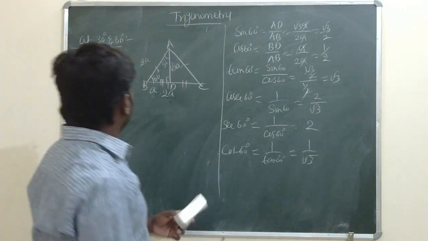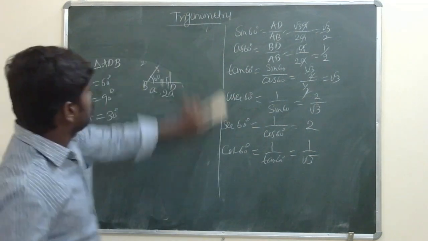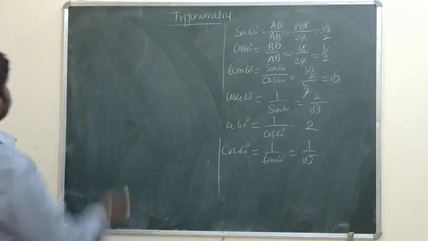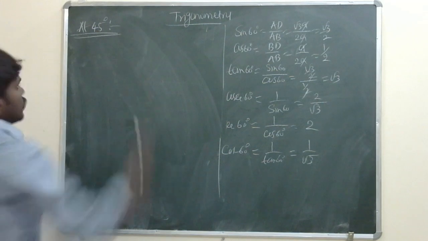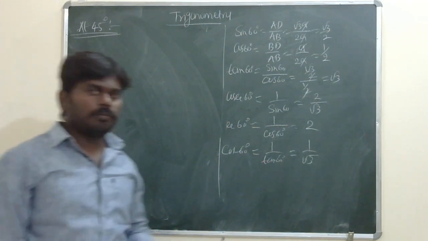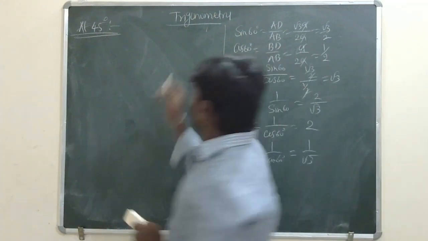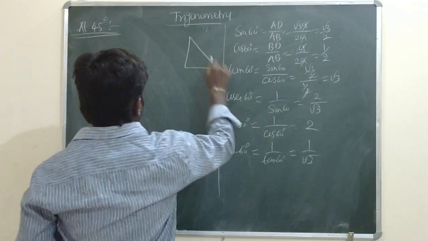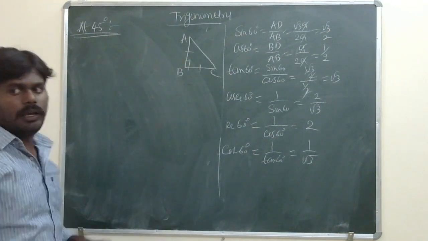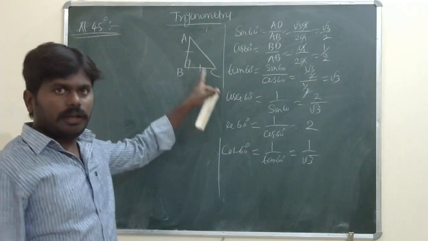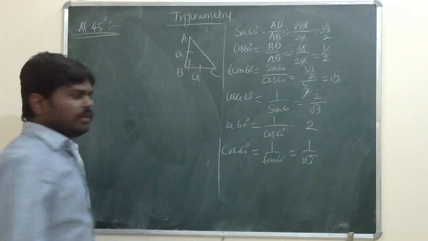So now we will see at 45. At 45 degrees, if you want to know the trigonometric ratio values, we need to take an isosceles triangle. Okay, I am taking an isosceles triangle ABC with right angle at B. Here I am taking BC equal to A and AB is also equal to A.